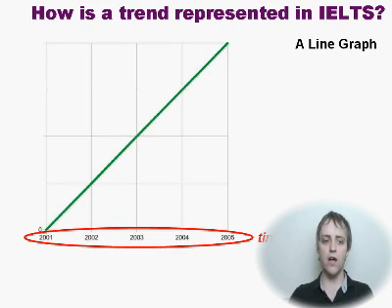In this particular line graph, the variable starts at 0. At the end of the first year, it moves up. At the end of the second year, it moves up again, and up again. So an upward trend, basically.